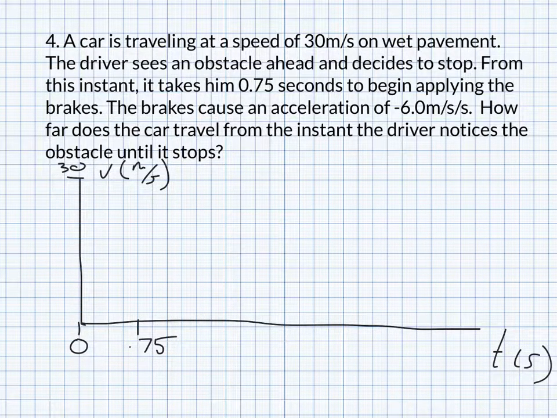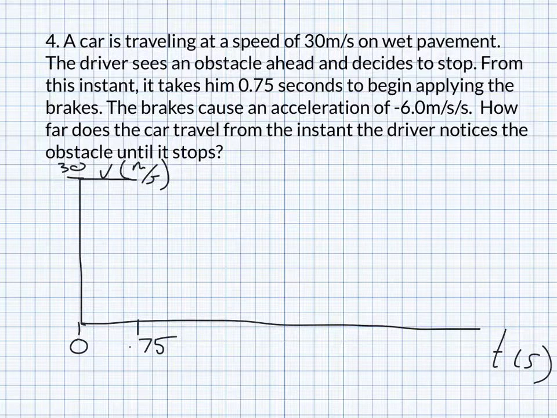So I know one part of my graph. The start of my graph is going to be me traveling at 30 for 0.75 seconds until I'm able to hit the brake. So I'm just going to draw that right there. Okay, so that's the beginning line on my graph. From there, I have to come to a stop.